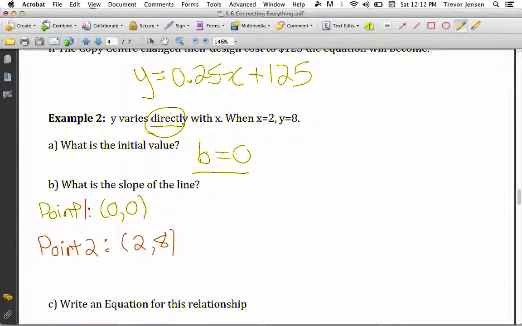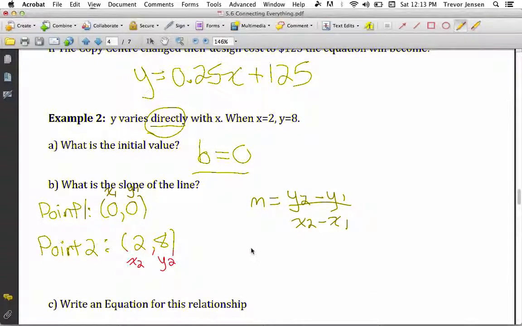Now I want to calculate the slope. Remember back to the beginning of this lesson, we know to calculate the slope we have to do change in y, so the second y coordinate minus the first y coordinate, divided by the change in x, so the second x coordinate minus the first x coordinate. So I've got point 1, so that would be my first x coordinate and my first y coordinate, and point 2 would be my second x coordinate and my second y coordinate.